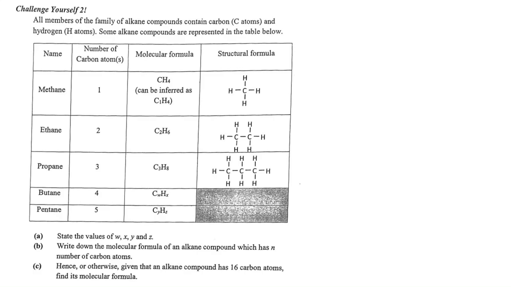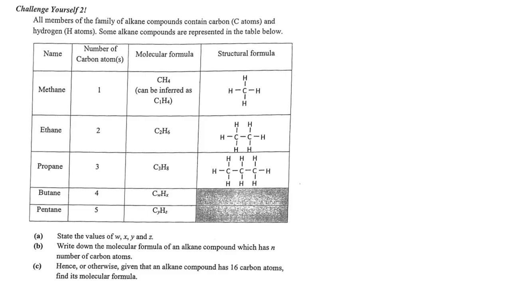Hello everyone, welcome to this challenge yourself problem where we have all members of a family of alkane compounds that contain carbon, which is the C atoms, and hydrogen, which is the H atoms. And this table is to help us to look at some of the compounds. And there is actually some form of number patterns in terms of the number of atoms for carbon as well as hydrogen that we are going to investigate soon.